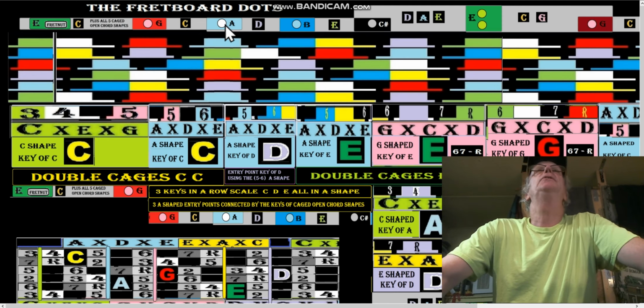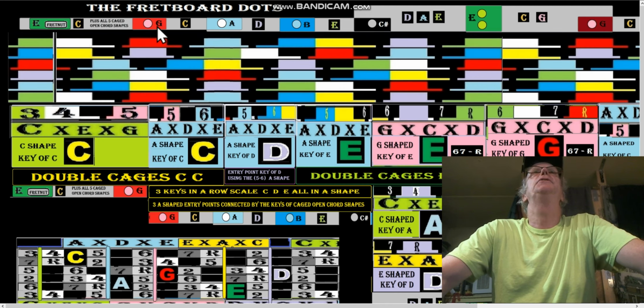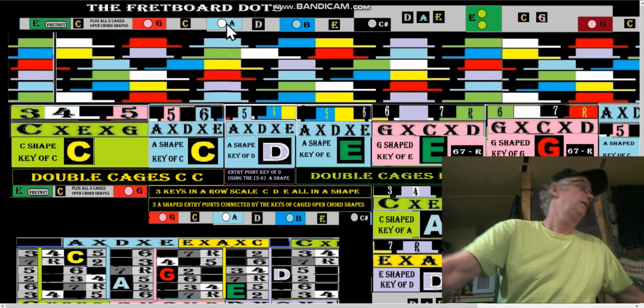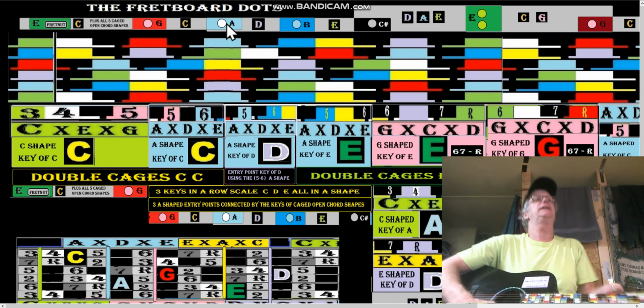And that can be looked at as the 5/6 in the key of C, because G is the fifth of C and A is the sixth of C. There's a dot there, there's a dot there. So we can look at that as the A shape in the key of C. So right there, the first two dot intervals, from the fret nut to the first dot and the first dot to the second dot, we can play all in the key of C.